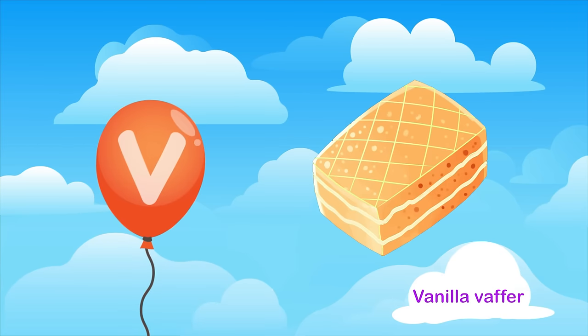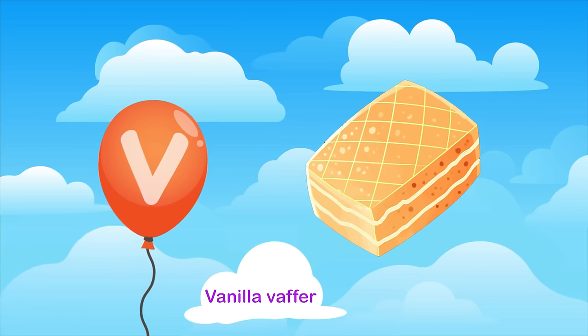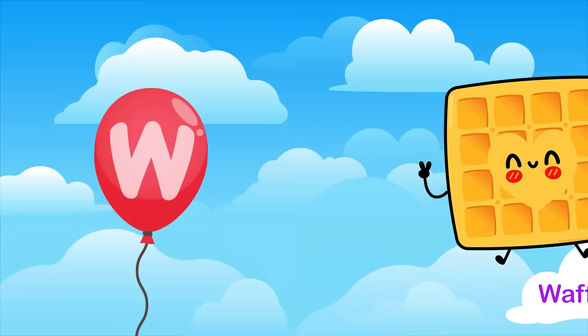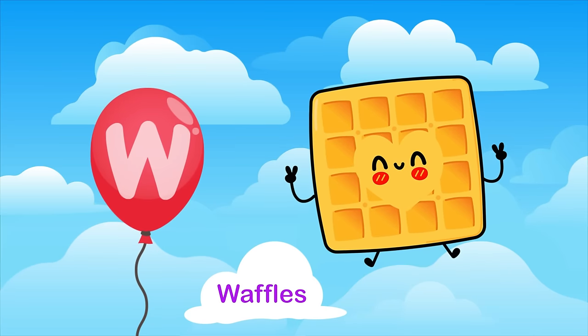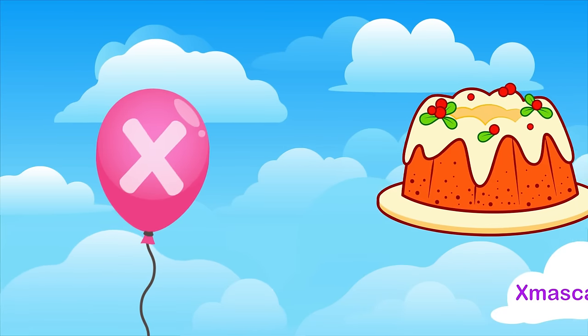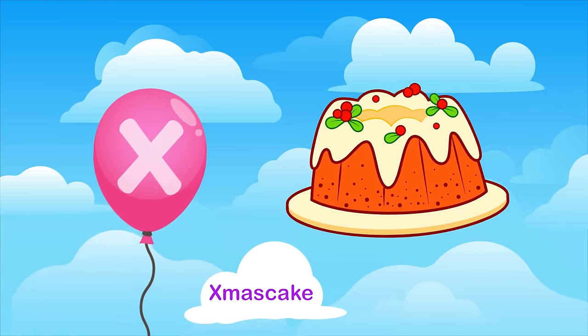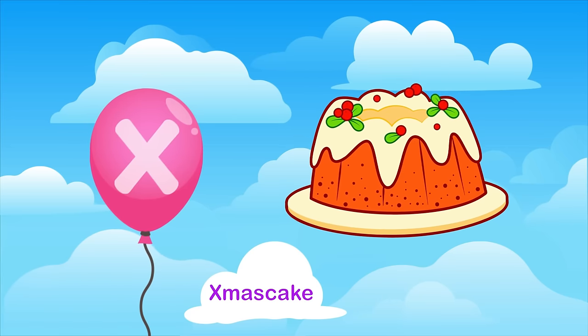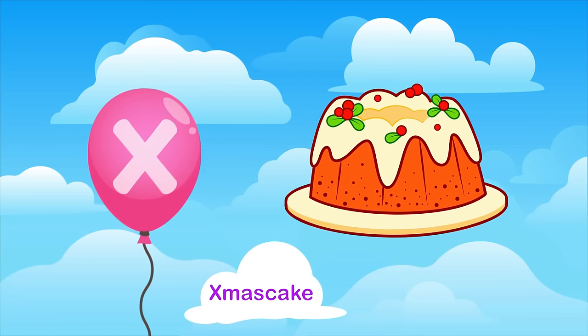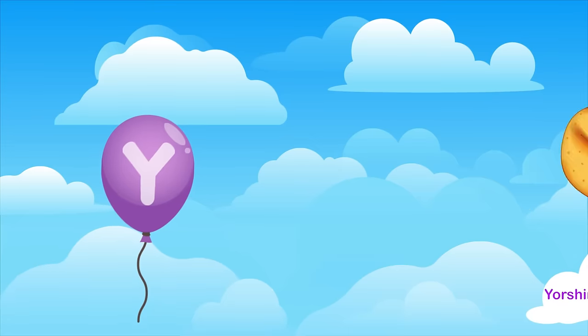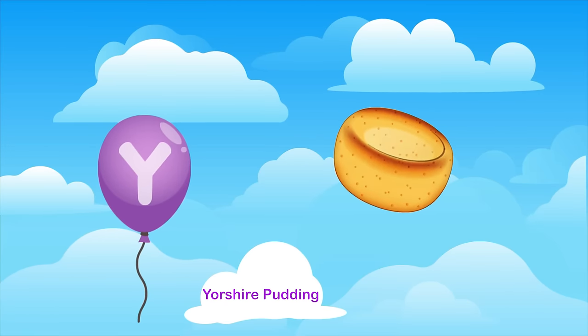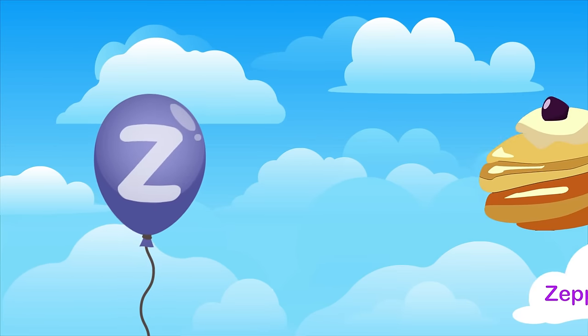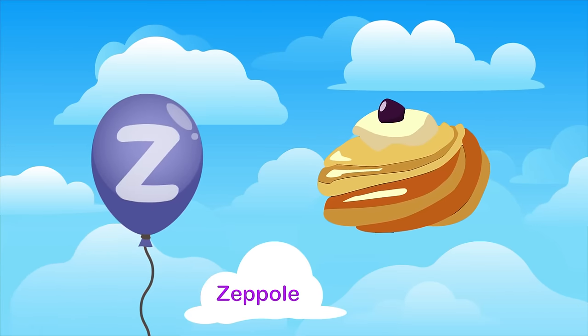V is for vanilla wafers. V, vanilla wafers. W is for waffles. W, w, waffles. X is for Xmas cake. X, x, Xmas cake. Y is for Yorkshire pudding. Yorkshire pudding. Z is for Zeppel. Z, z, Zeppel.